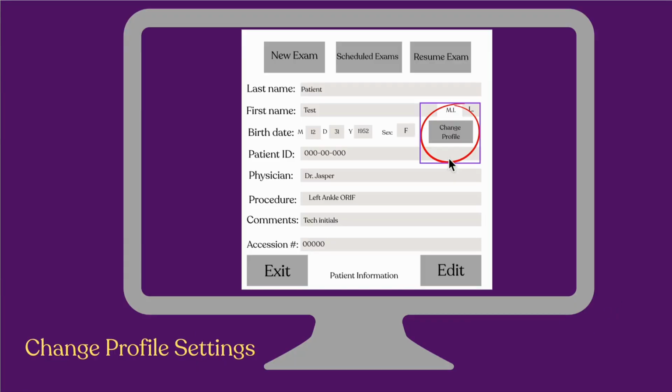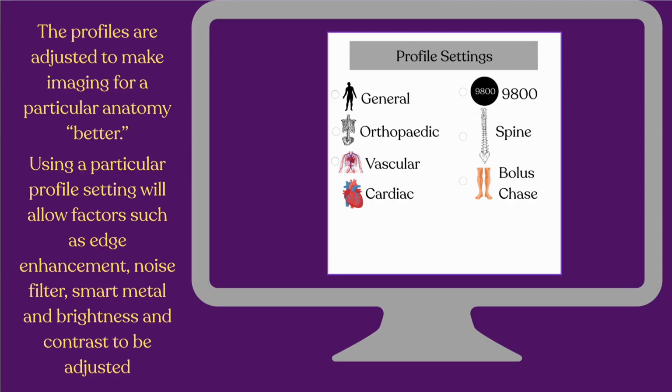Hit this Change Profile button. Once you click that, you'll come to a screen that looks like this where you'll have different profile setting options. So you can either choose from general, orthopedic, vascular, cardiac, spine, or bolus chase, depending on which type of exam that you're doing. You're going to want to check the profile setting for that particular OR case. Just know that these profiles are adjusted to make imaging for a particular anatomy better. However, that is subjective depending on the surgeon that you're working for.